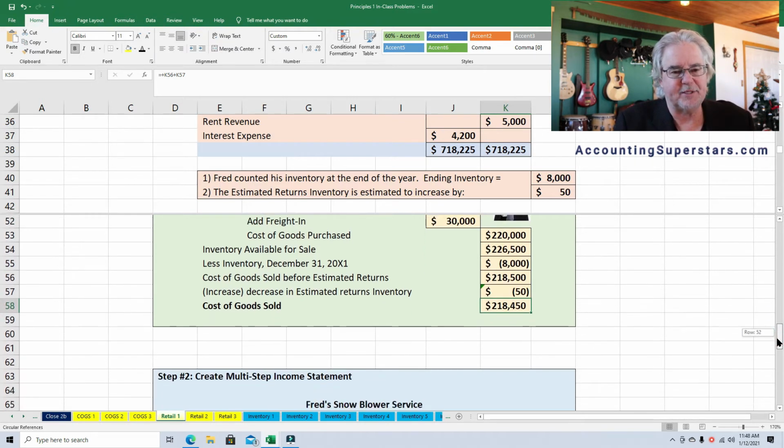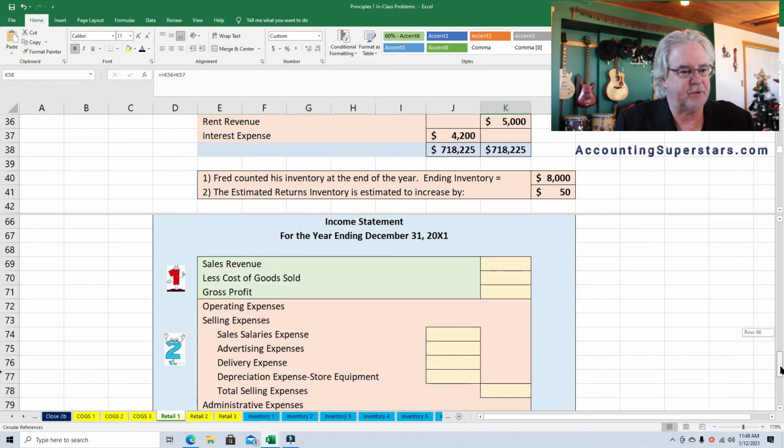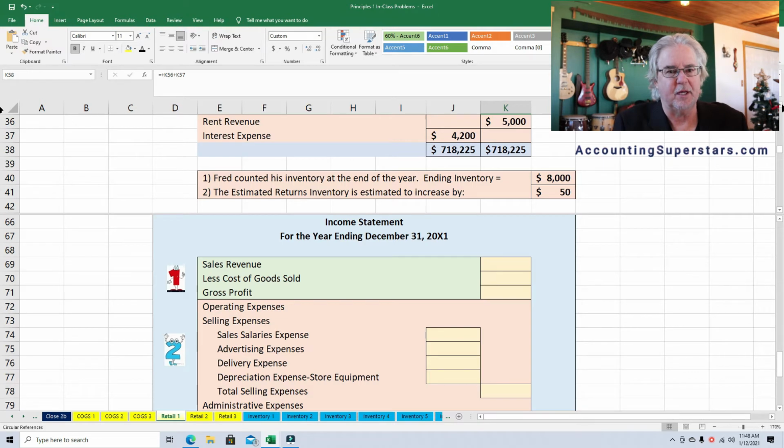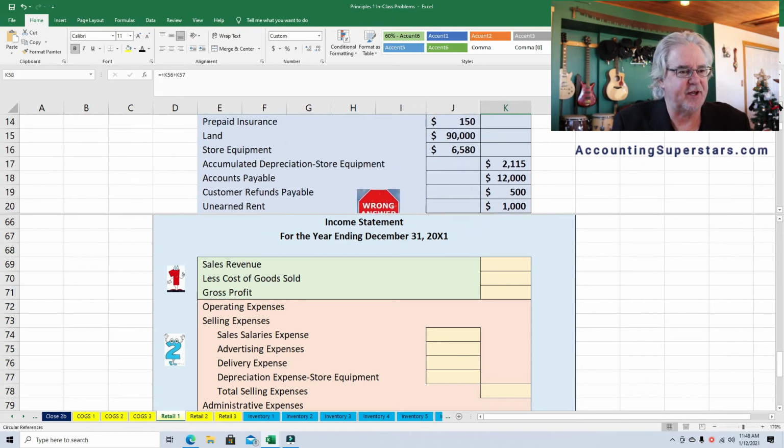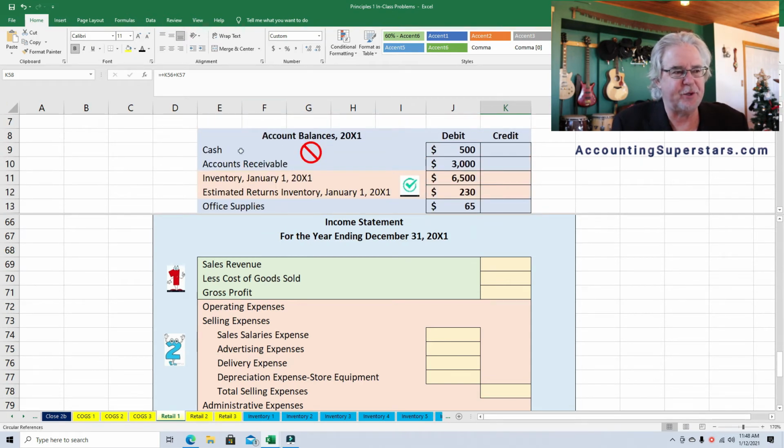So going down to the multiple step income statement. Here we go. Now, folks, on this multiple step income statement, only two things are going to go on here. Hope you know this by now. Revenue and expenses, nothing else. That's it. Don't put anything else on here. So what I mean is, do not put cash on your income statement. Do not put accounts receivable. That's not revenue or expenses. That's why I put this little sign here. And don't use them.